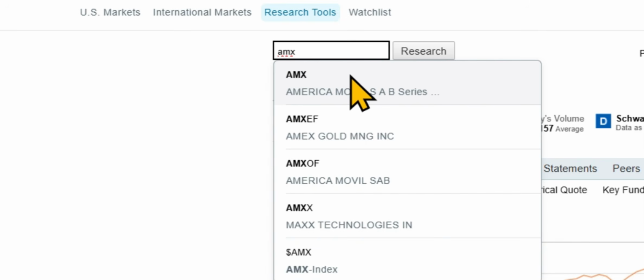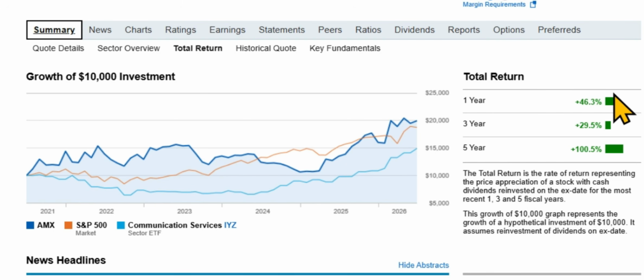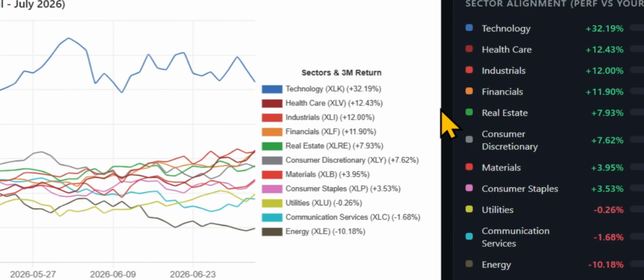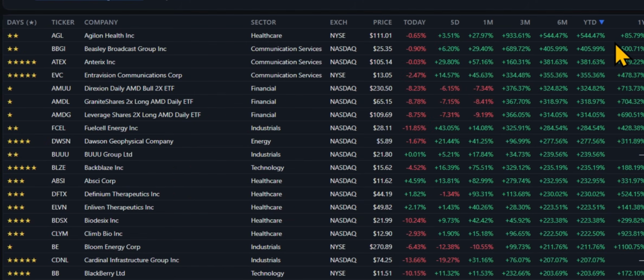Let's take a look at AMX. Okay, AMX is returning 46%, which isn't bad. It's not negative. But if I take a look at the sector return, 32% for technology, I mean, it's just a 10% gain. And as we saw with the risers, we can actually take that money and put it where it will return more money. So at a 40% gain, it's not enough for me to want to keep that stock. So I'm going to go ahead and sell it.